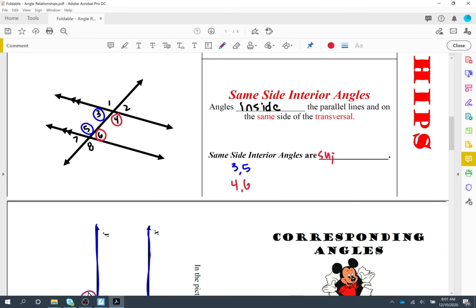And we know that same side interior angles are not congruent. They are supplementary, which means they add to 180 degrees. Do you notice that 4 is the obtuse angle, 6 is the acute angle? So they're not going to have the same measure. Okay, 3 is acute, 5 is obtuse. They're not going to have the same measure.